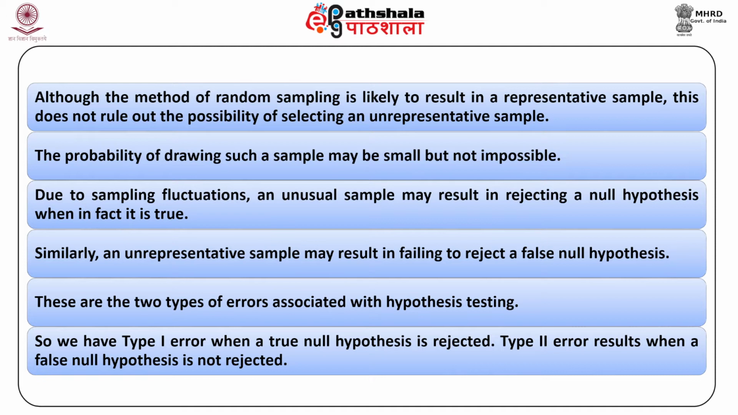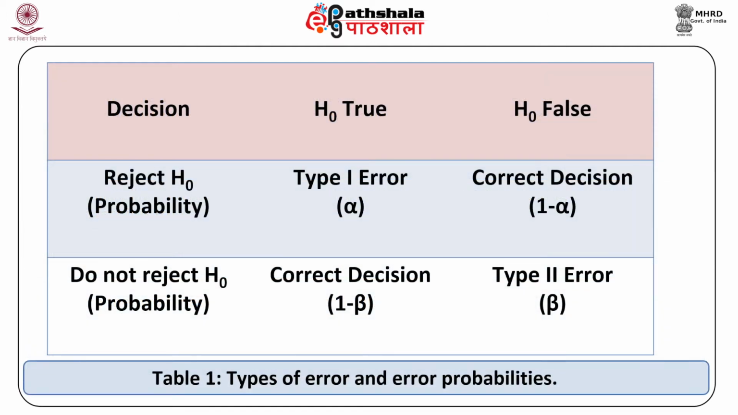Similarly, we have type 2 error when a false null hypothesis is not rejected. The two types of errors are shown schematically in table 1. You can see in this table we have the decision, and the hypothesis H0 true, H0 false. The decisions are reject H0, which is a probability, and do not reject H0, again in terms of probability.